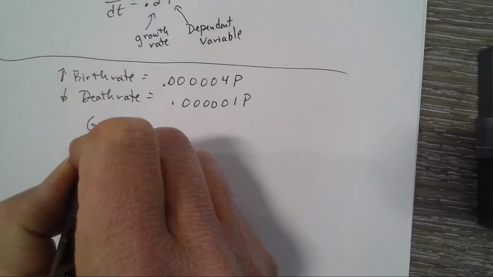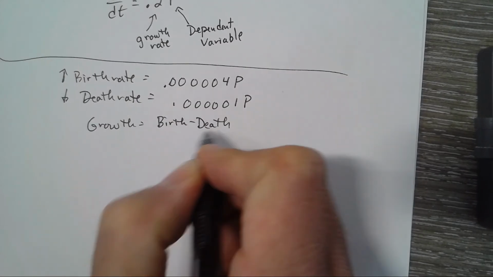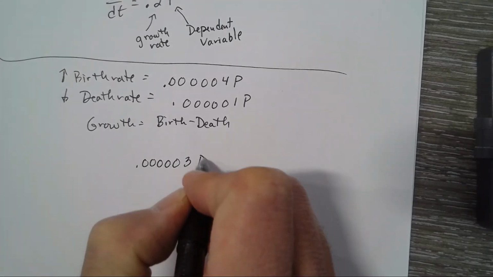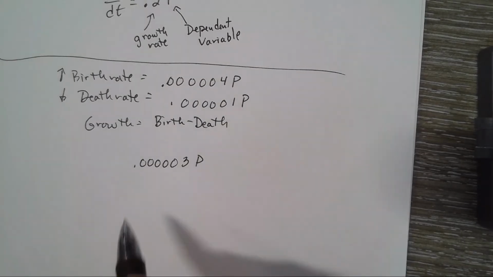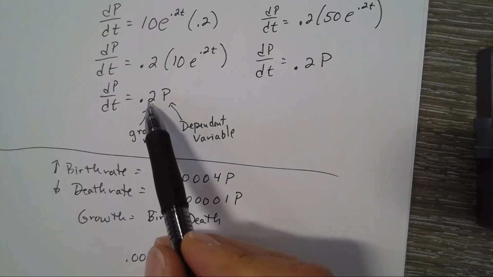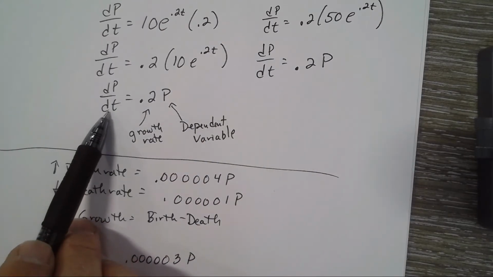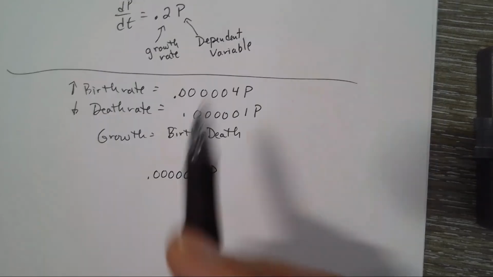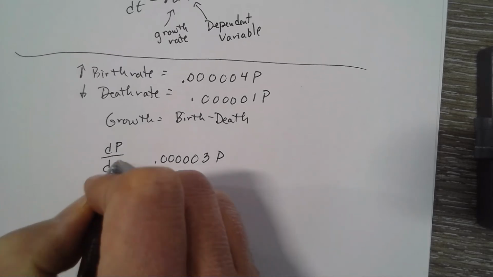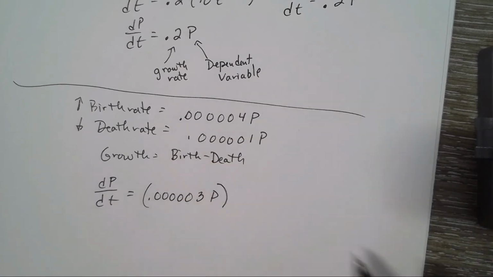so our growth rate would be birth minus our death. So our growth rate would be 0.000003 p. And we know growth rate times, kind of like what we just did right here, growth rate times our population is what the rate of change of our population will be. Okay, so our growth rate is right here. I'm going to say dp dt equals our growth rate times our dependent variable, which is just p.